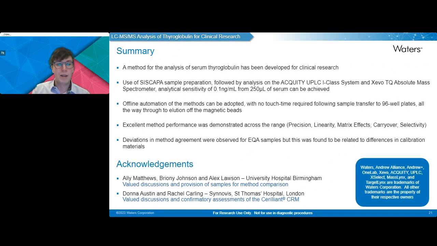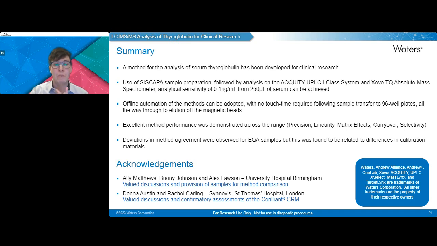So in summary, we have a method for the analysis of serum thyroglobulin for clinical research. We use SISCAPA sample preparation, followed by analysis on the Acquity UPLC I-Class system and Xevo TQ Absolute to give us that sensitivity of 0.1 nanograms per mL from 250 microliters of serum. Offline automation can be adopted for this, where you don't have any touch time with the method, from sample transfer to the plate to enrichment and then injection on the system.